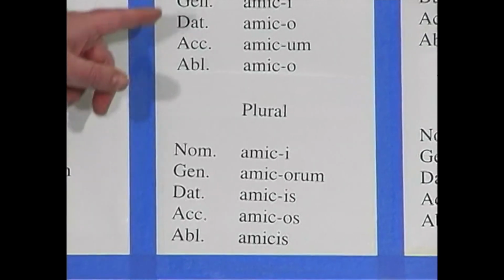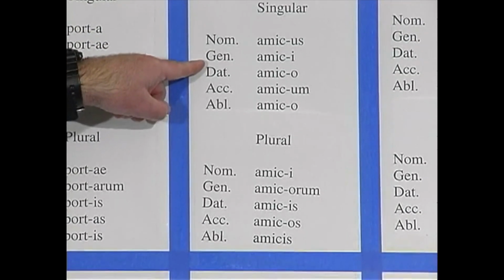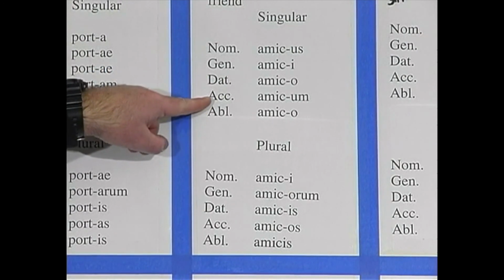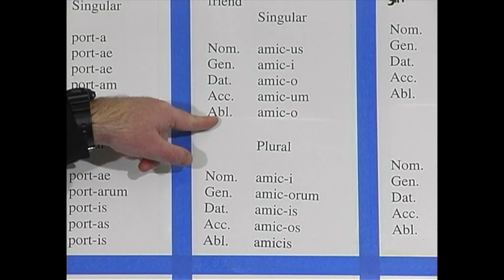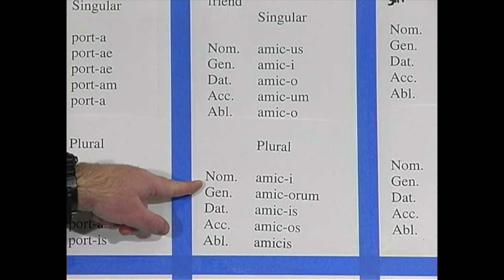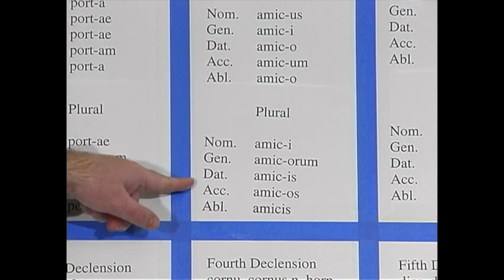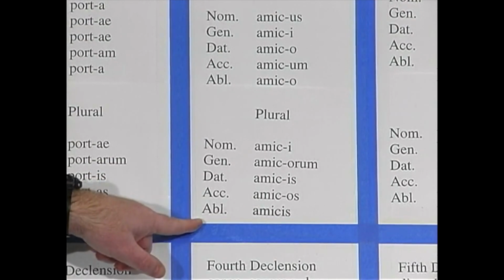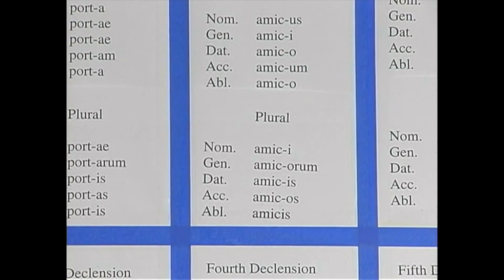The translation: nominative, the friend, of the friend, to or for the friend, as direct object, the friend, by, with, or from the friend. Plural, the friends as subject, of the friends, to or for the friends, as direct object, the friends, and by, with, or from the friends, amicis, ablative plural.